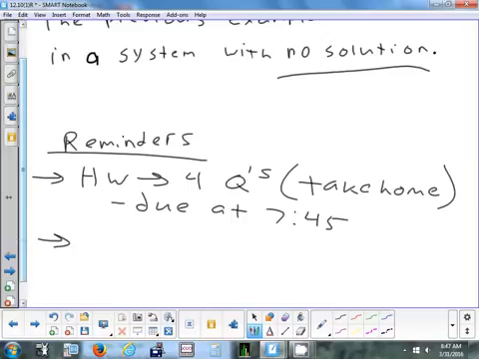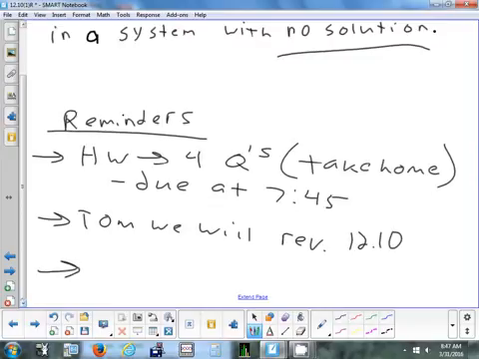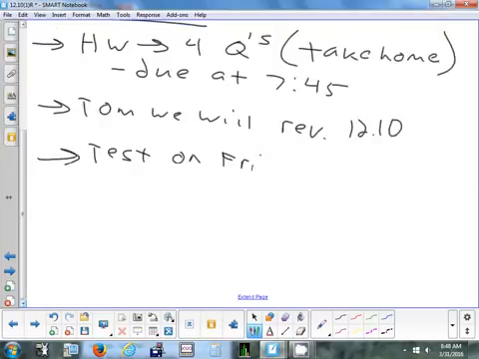Okay, tomorrow we will review 12.10. You're going to have some questions in class right now. We're going to give you time to work on them. We're going to go over a few of them before the test tomorrow. Your test tomorrow, 5 questions. 1 word problem, 4 graphing problems.